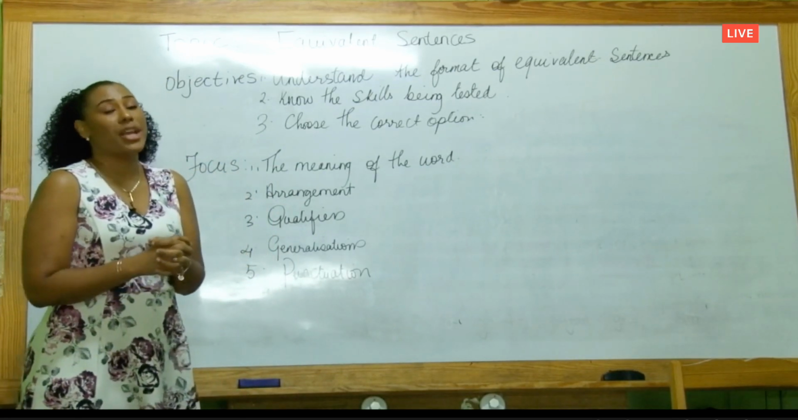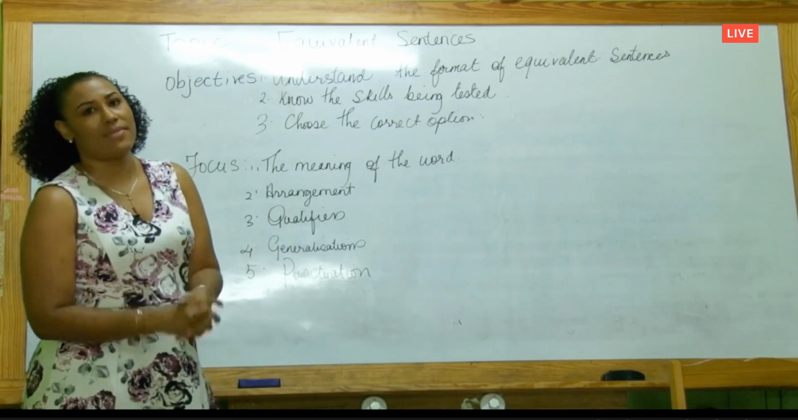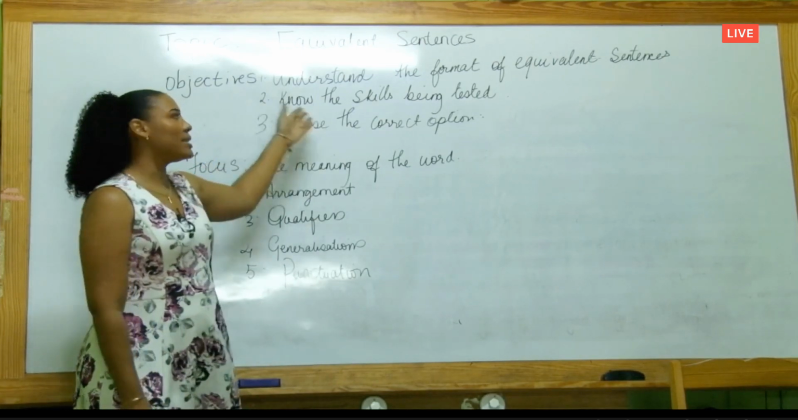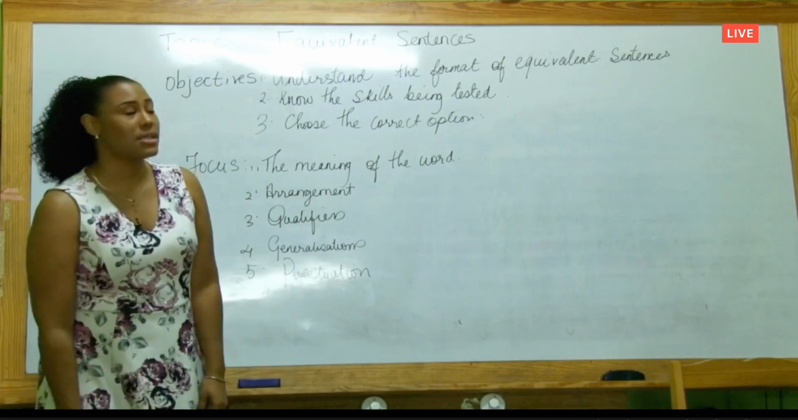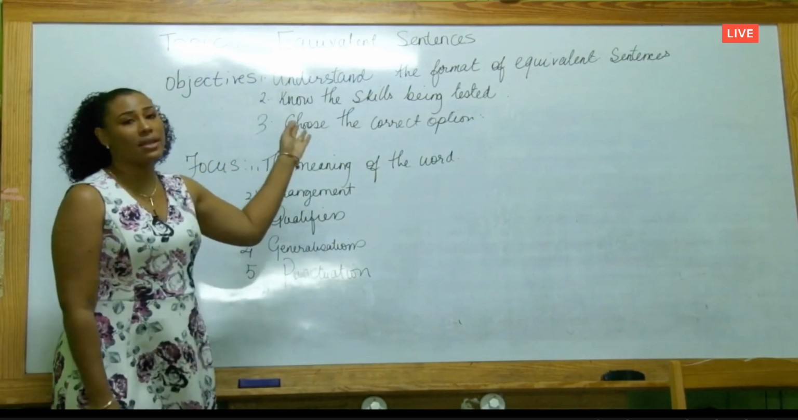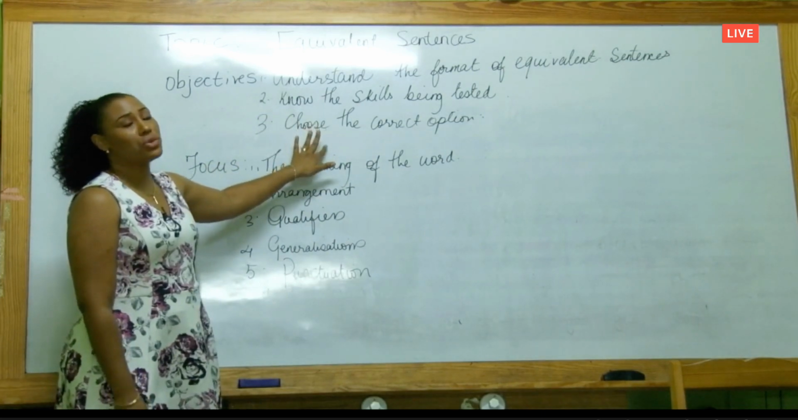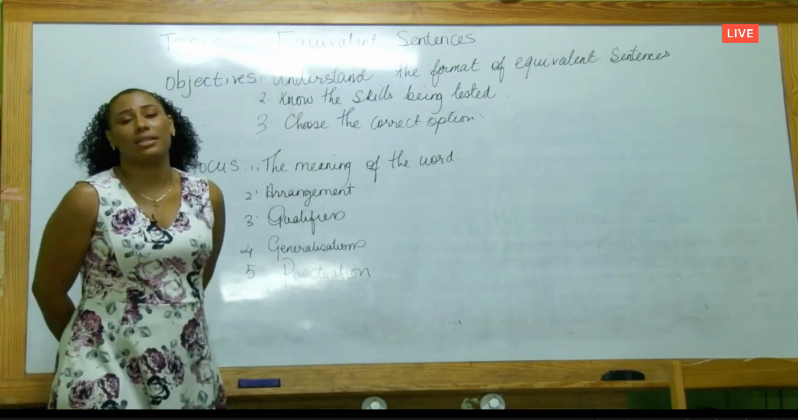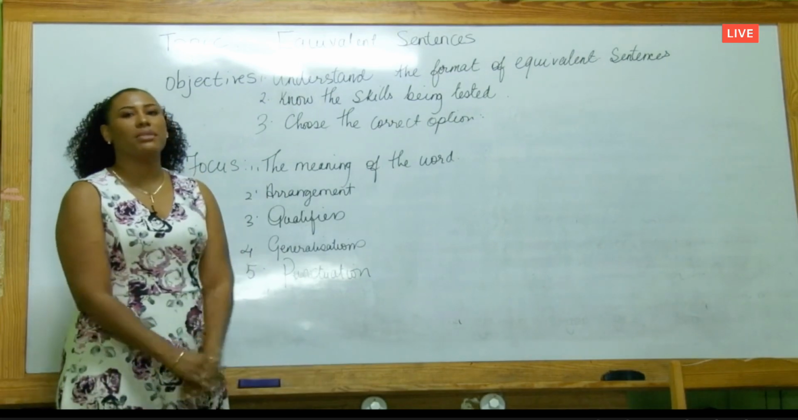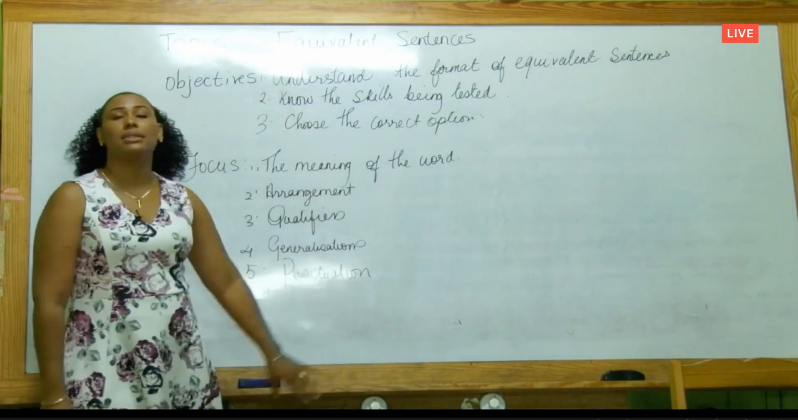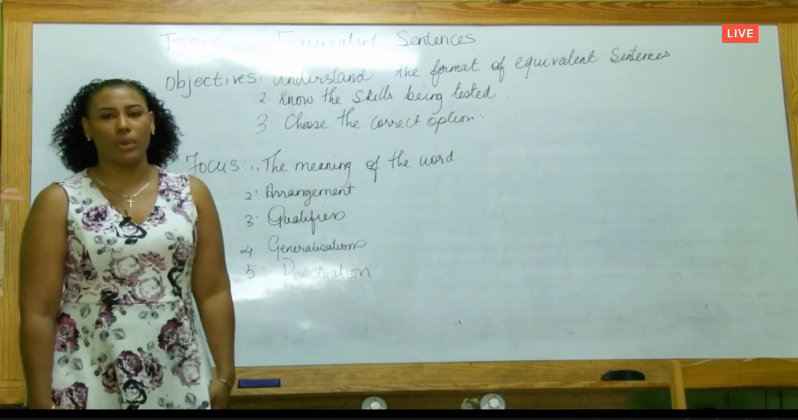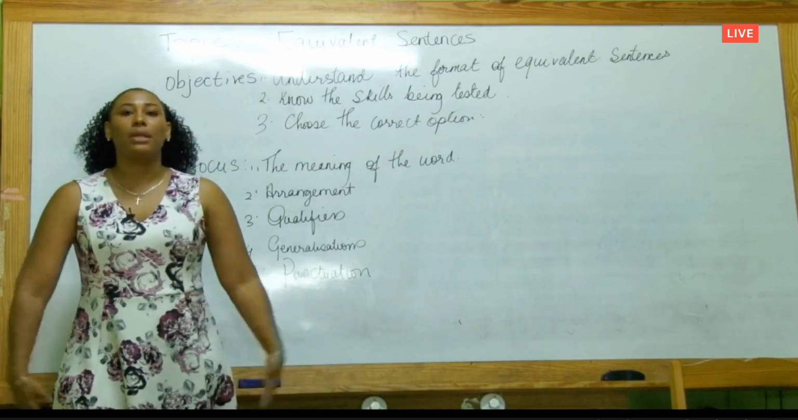So let's look at what we're expected to learn by the end of this video. You're supposed to understand the format of the equivalent sentence. You're also to know the skills that are being tested, and you're going to be able to choose the correct option in the examination. Now, just for your own benefit, I'll explain why understanding the skill being tested is very important.